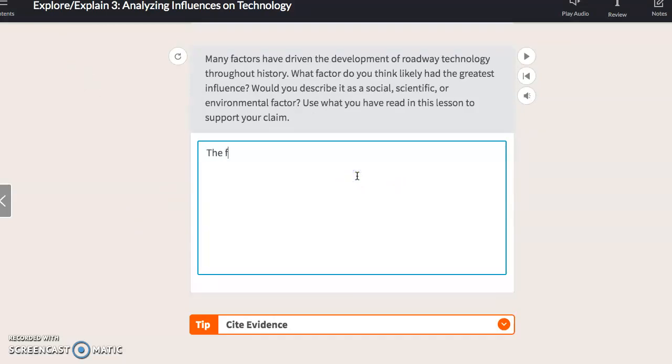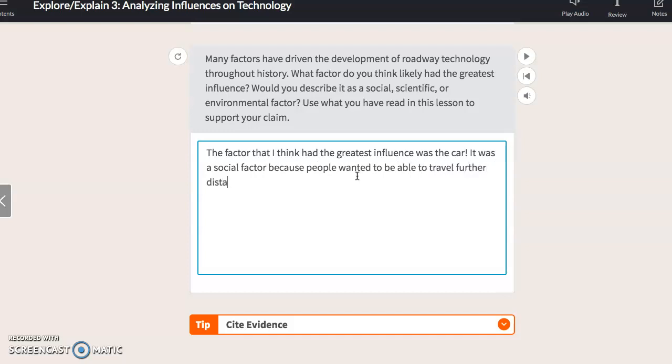Okay. The factor that I think had the greatest influence was the car. It was a social factor because people wanted to be able to travel further distances in less time. This is why it was the greatest influence.